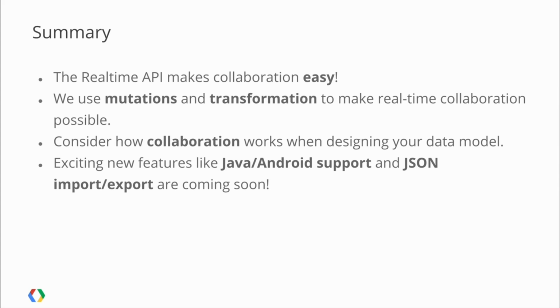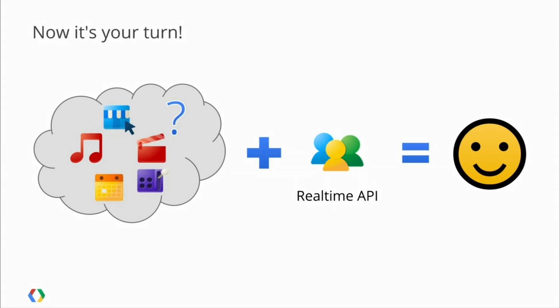So that's all we have for you today. I hope you guys learned a little bit about the Realtime API and how it can make it really easy for you to add collaboration to your own applications. And I hope you have a little bit better of an understanding of how it works behind the scenes, so this can help you design really good data models that'll make your applications just work really well. But now it's your turn.